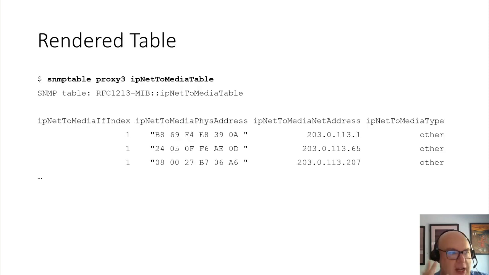But here is one of the short tables that says the network address to the MAC address. And we have a few entries here. This can be very useful to poke your network device or your server and see what they have in their ARP table.